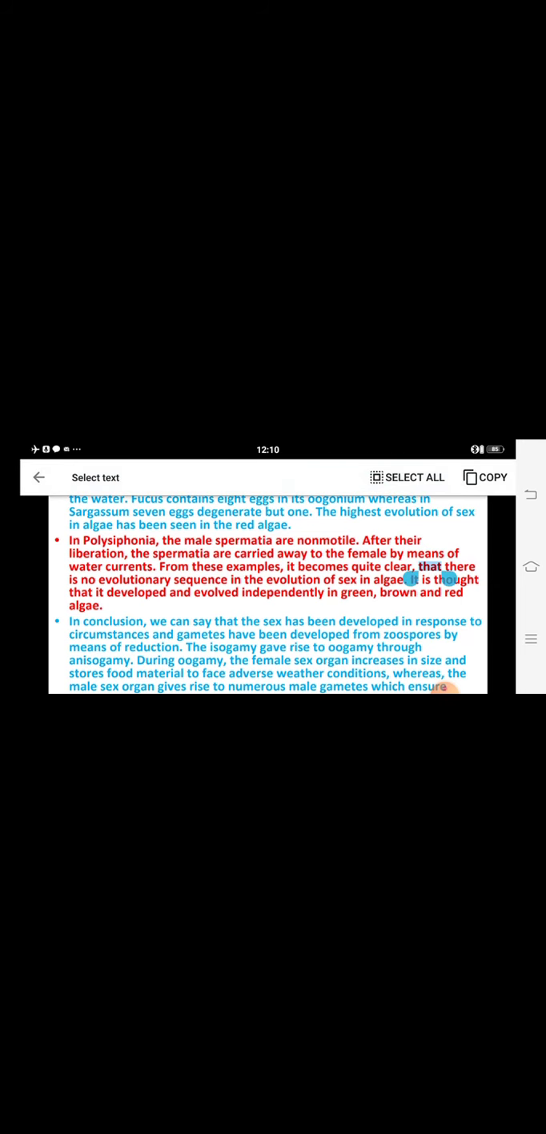Then in brown algae, Fucus and Sargassum, we already know. In Sargassum there are specialized receptacles, male and female, and conceptacles. In Fucus there are 8 eggs in the oogonium, whereas in Sargassum 7 eggs degenerate and only one is functional. So there is evolution of algae.